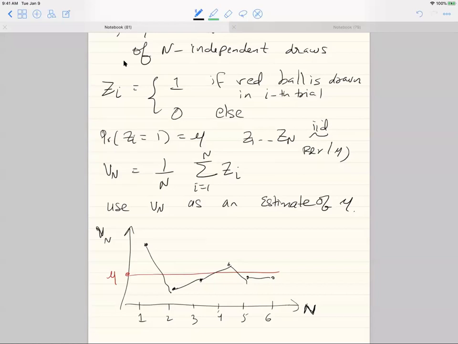Of course, we can easily show that the expected value of Vn is always equal to mu. For any n, the expected value of Vn is equal to mu. But in practice, we only have one sample sequence. So this is not quite useful.